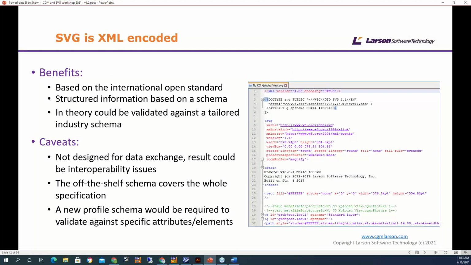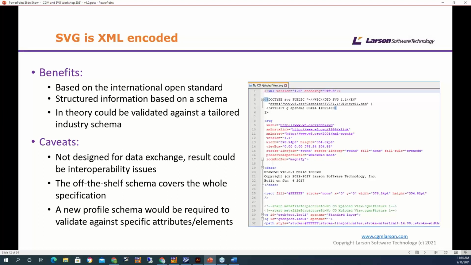So I mentioned it was XML encoded. So that's a good thing. It's based on that open standard. It does have a schema, but it's a schema for the whole of the spec. So we probably need something that was more a subset of that schema. And in theory, it could be validated against an industry one. So if somebody created one, we could validate against that. So that's possible. Has somebody got the appetite to do that?